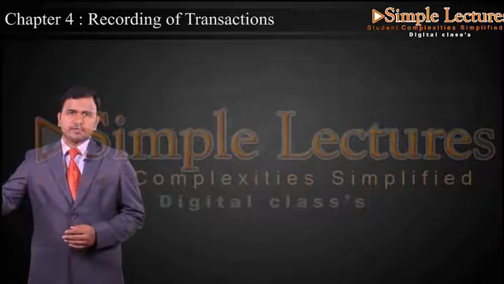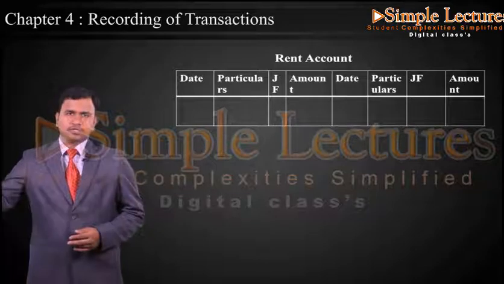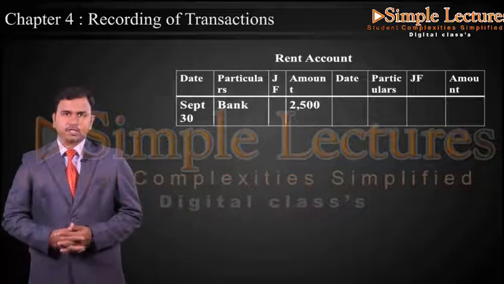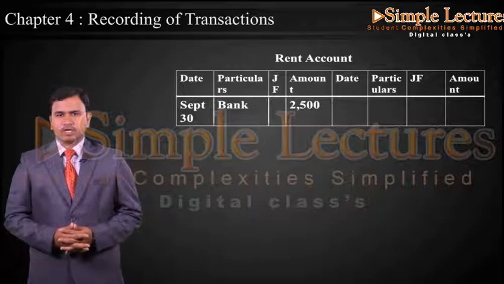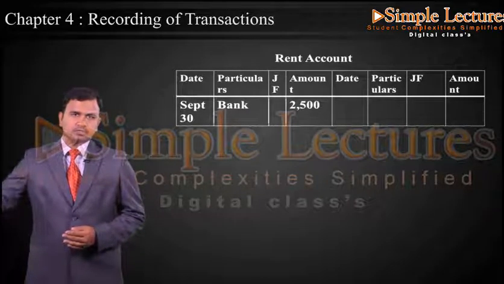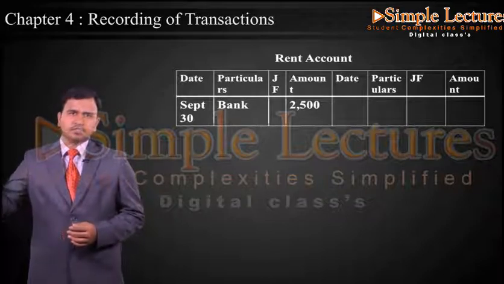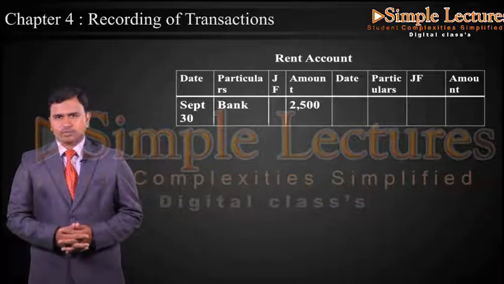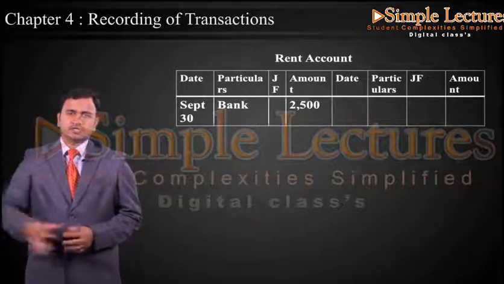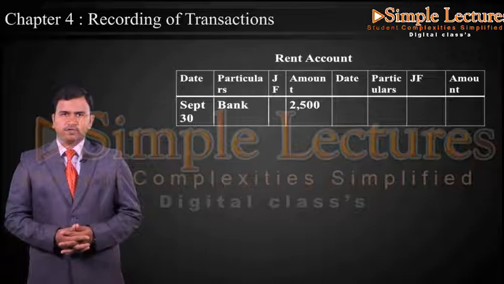Table name will be rent account and format remains the same. So debit side, the date will be September 30th and the entry will be to bank account 2,500. Again same total both the sides, 2,500 and 2,500. Credit side above total by balance carried down 2,500, and again debit side next to the total, to balance brought down 2,500.